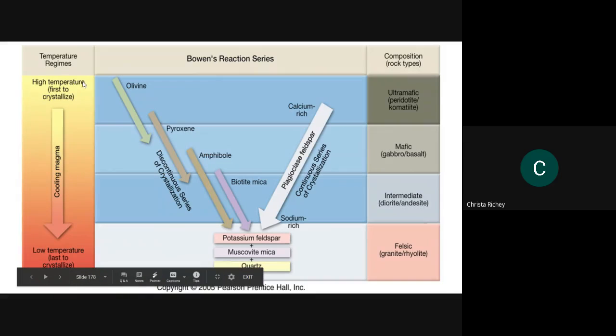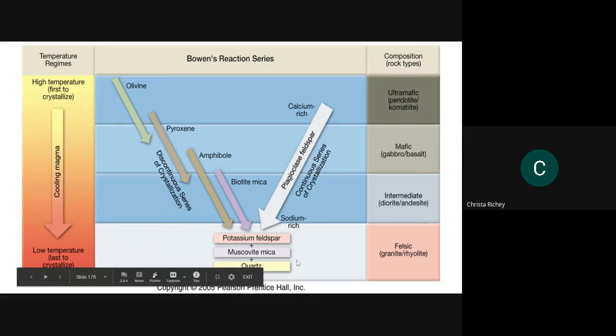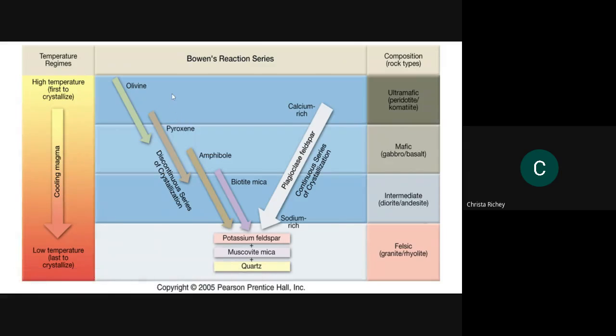And the very first rock to materialize is called olivine. This has a very high iron and magnesium content. It's very calcium rich at the top, and as we go down, we become sodium rich. And then eventually we get to our silicates down here in the crust. So olivine is your first. This is what we call ultramafic, very rich in magnesium and iron, and that's pretty much it.